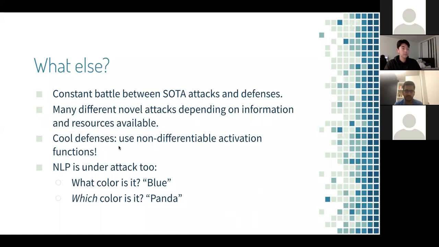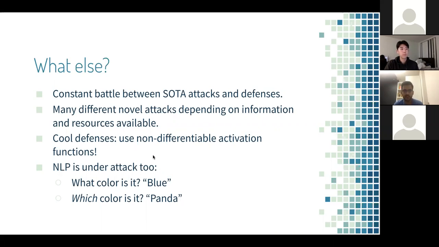And there are also a lot of cool defenses that we didn't get to cover in this workshop, where you can in fact use non-differentiable activation functions that people just can't compute the gradient with respect to the input, and so adversarial attacks just fail.